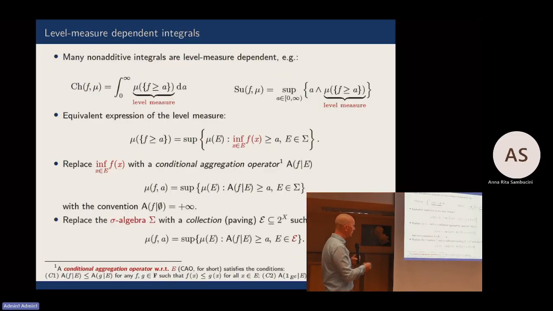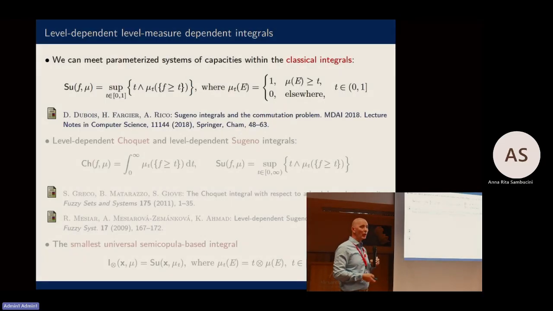And the second idea is, what about replacing this sigma algebra with a smaller collection of sets? The smaller collection of sets in our case means windows, which we would like to use in the motivational example. Parameterized systems of capacities are known even in the classical integrals.